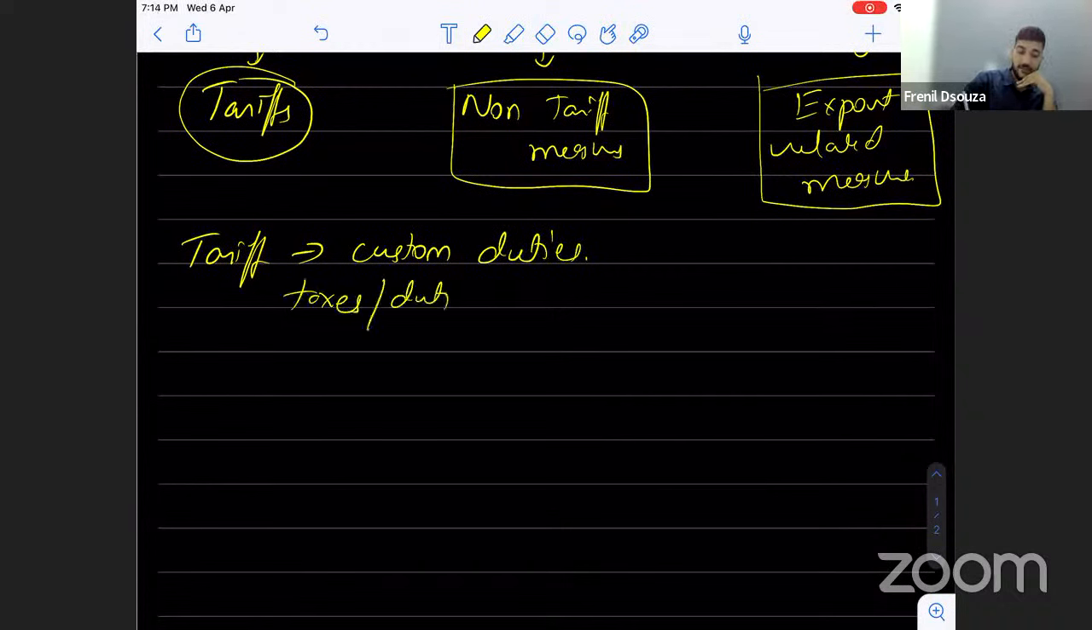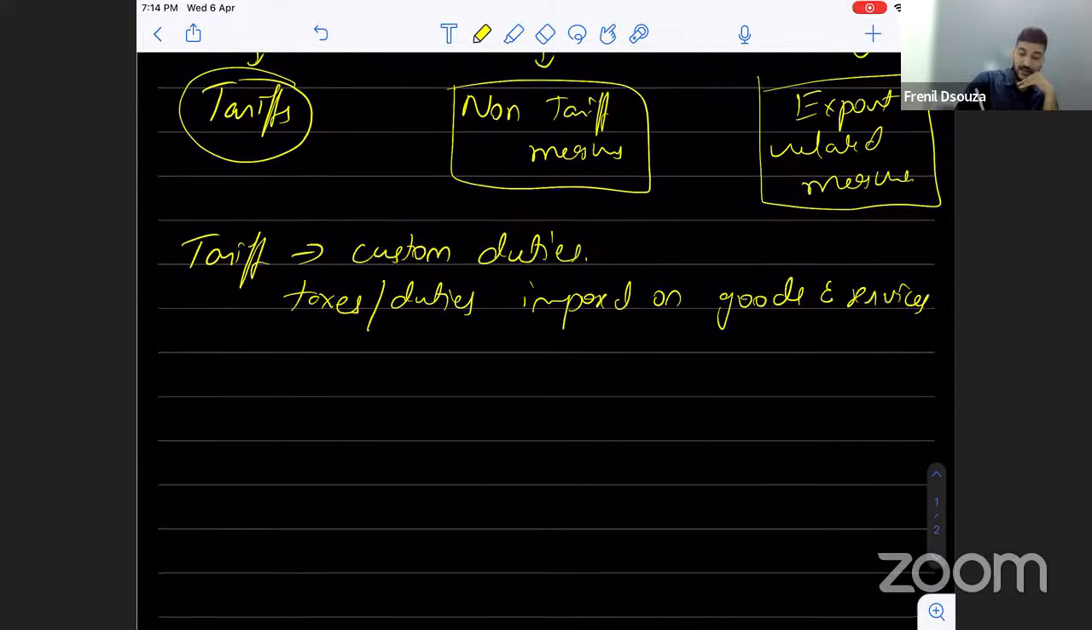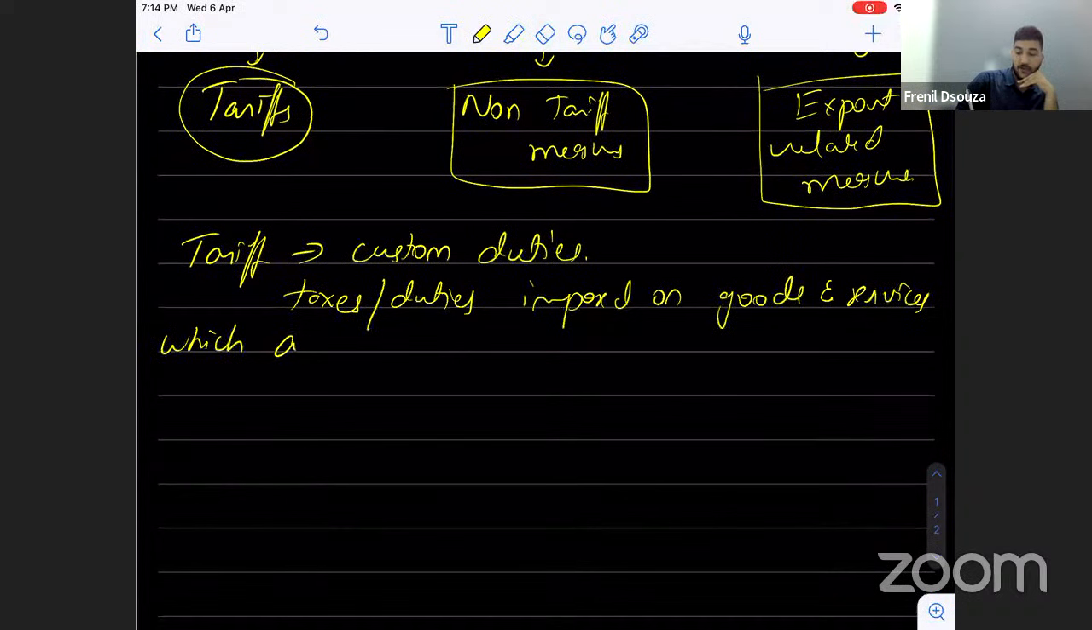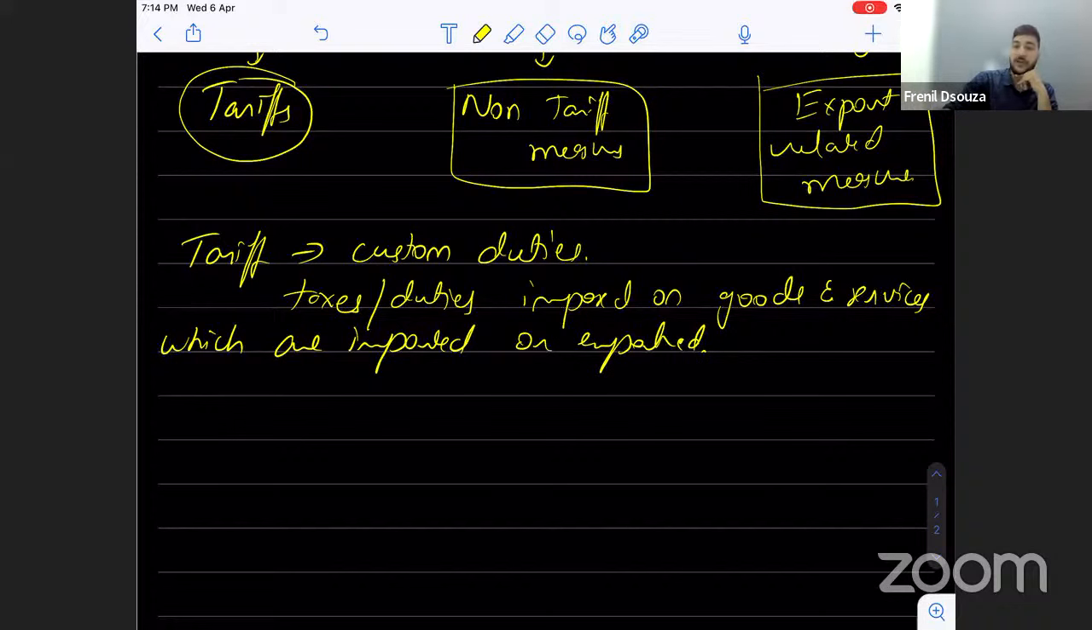Or duties which are imposed on goods and services which are imported or exported. But mostly we'll be dealing with the tariffs which are being applied on imports rather than exports. Our concentration will be more on the import tariffs. It can also be called a financial charge in the form of tax, etc.